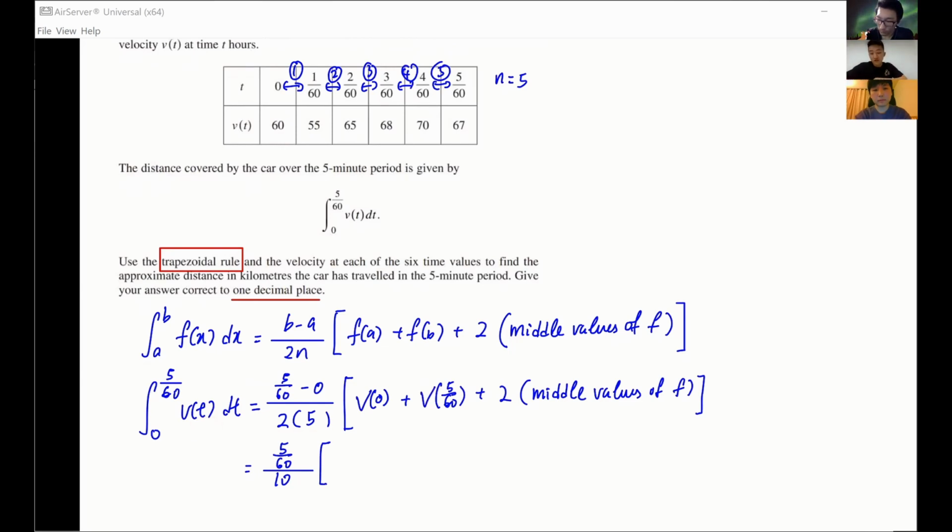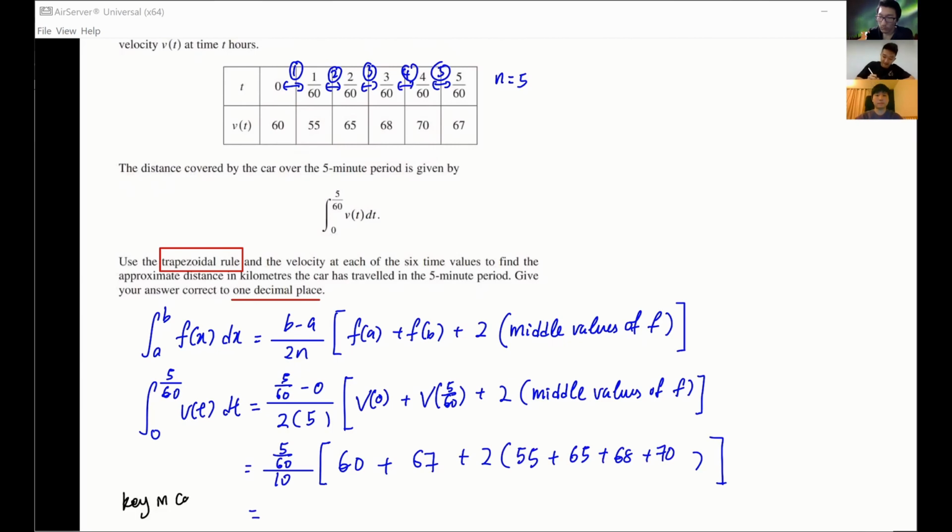Now, V of 0, the velocity at time 0 is 60, right? At time 0, the V is 60. So we substitute in, and then at time 5 on 60, the velocity is 67. We substitute in. And the rest, whatever is in between the last one and the first one, all you need to do is chuck it into a bracket. And then key in your calculator and calculate the answer. This one is all right, right? It's very easy.